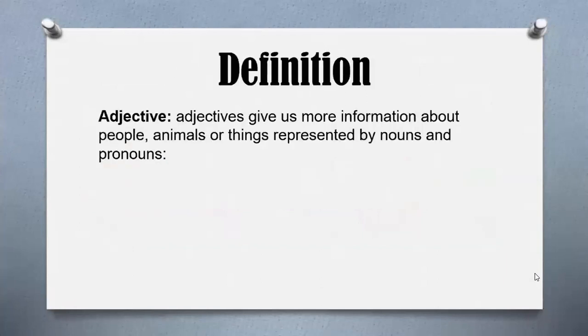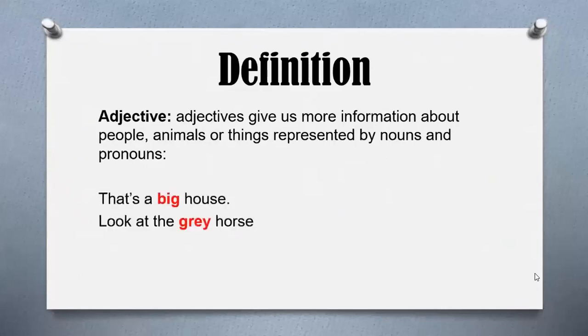Okay, but let's start with a quick definition of what is an adjective. An adjective is a word that gives us more information about people, animals, or things represented by nouns and pronouns. For example, that's a big house. In this one, the adjective is big. The second example is look at the gray horse. So as we can see here, the adjective is the word gray.